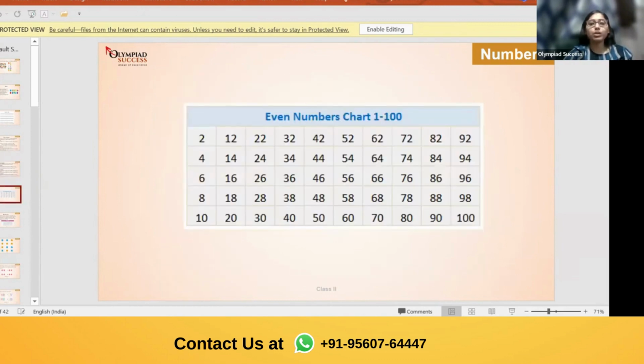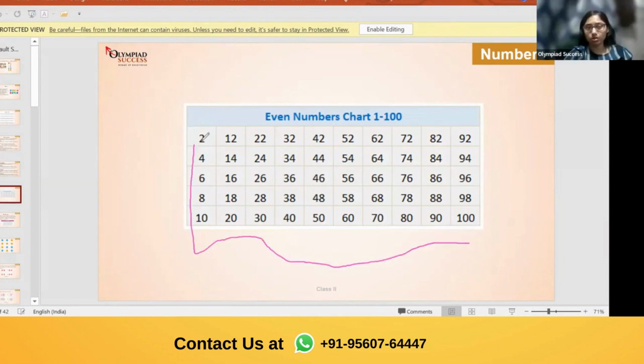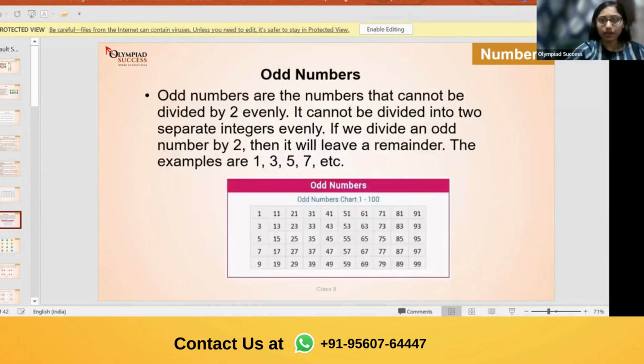See the chart of even numbers 1 to 100. These are the numbers which are divisible by 2. 2, 4, 6, 8, 10, 12, 14, 16, and so on. Next, odd numbers. As I said, odd numbers are those numbers which cannot be divided by 2. For example, 1, 3, 5, 7. Can you give me more examples apart from 1, 3, 5, 7? Just tell me very quickly.